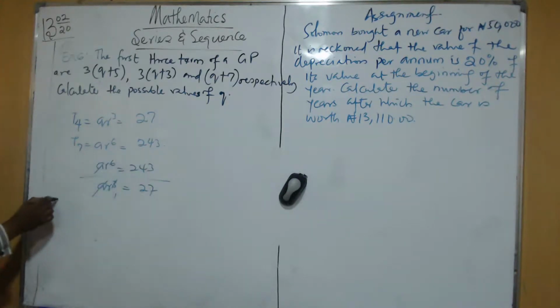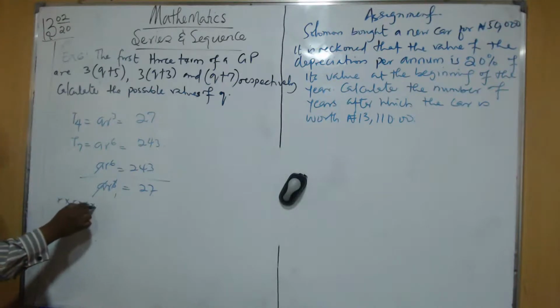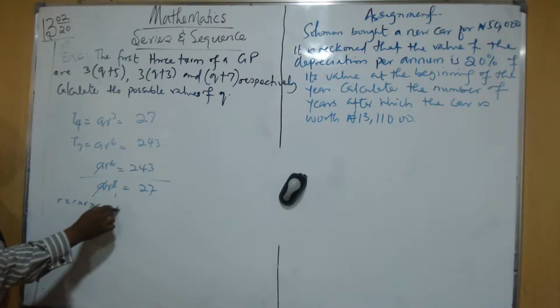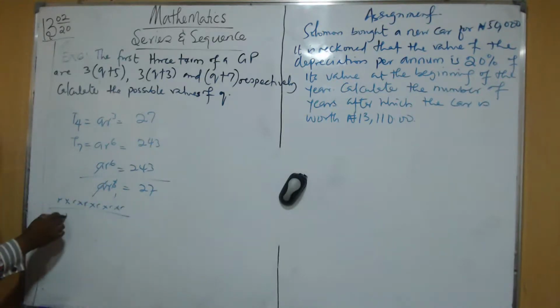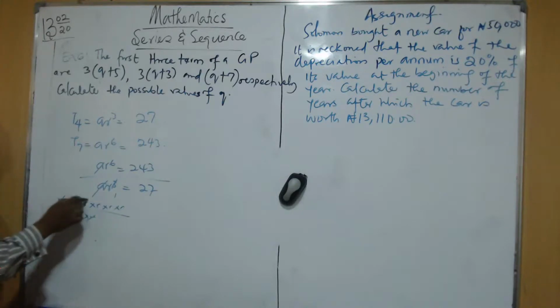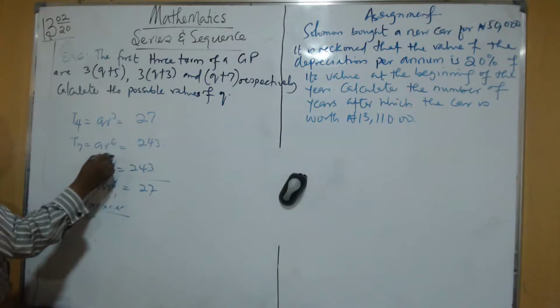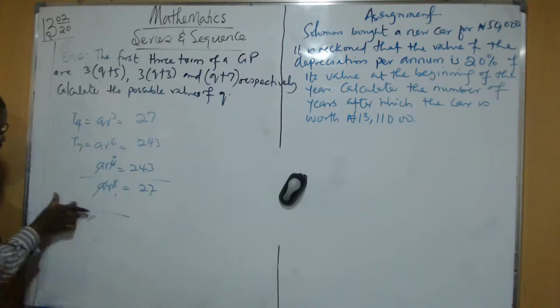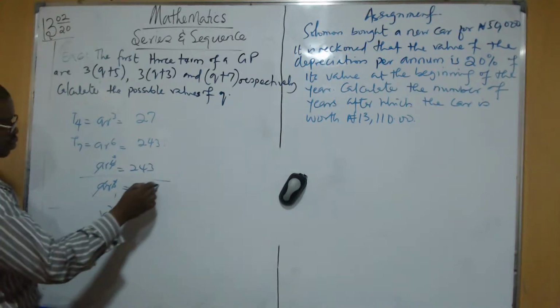This one is saying R times R times R times R times R times R: 1, 2, 3, 4, 5, 6. Now divided by R times R times R. So 1, 2, 3, 1, 2, 3. We are left with R raised to the power 3. So when we remove this now, we are going to have 3.